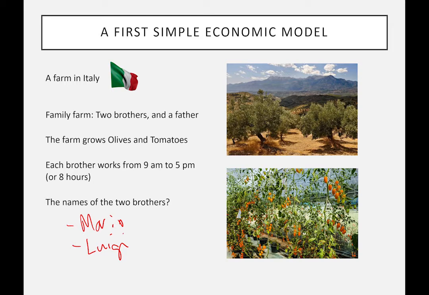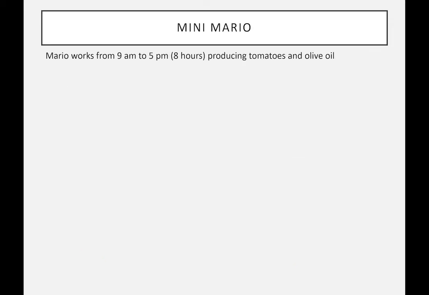Luigi is the older, bigger, large Luigi. And for this first lecture, I'm going to only look at the situation of Mario. So let's take a look at the case of Mini Mario, how an economist would go about illustrating this problem with a simple model, and I'm going to use it with a graph. There'll be 3 graphs in this course, and this is going to be the first one.